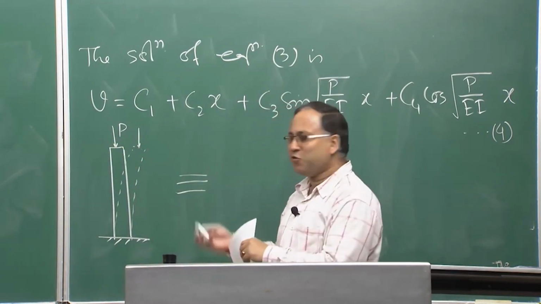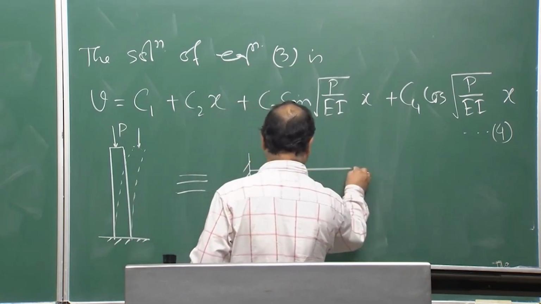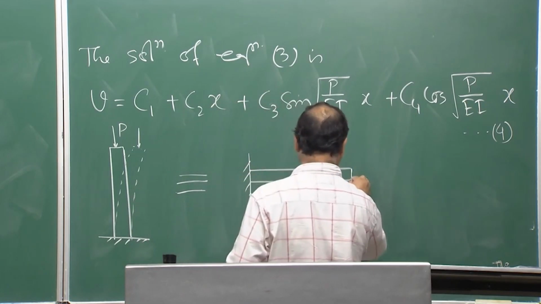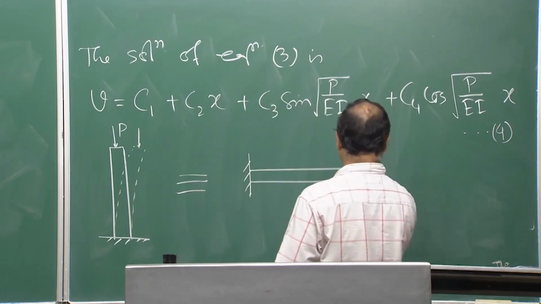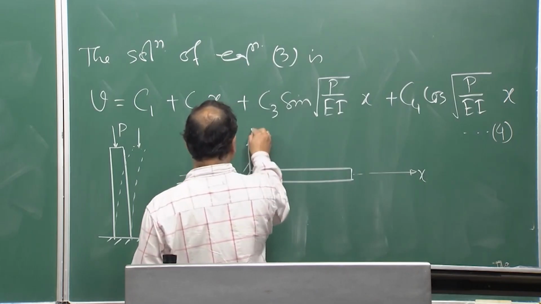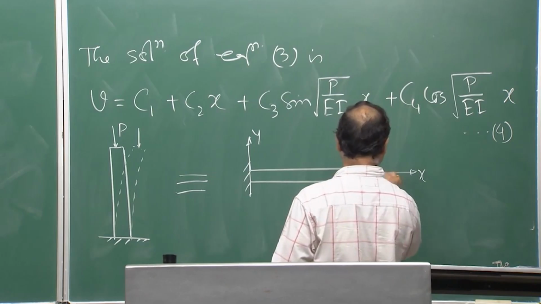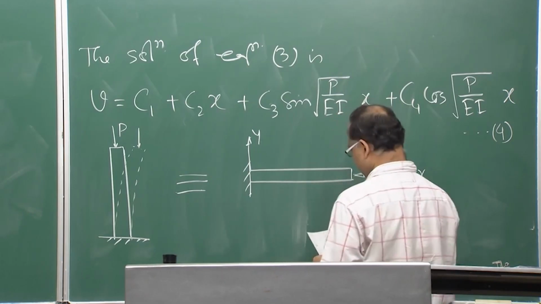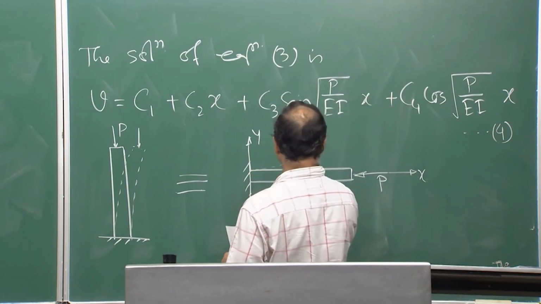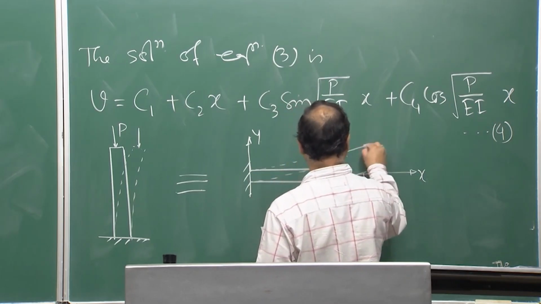So it is basically equivalent to something like this. You have one beam. This is your x direction, this is your y direction, this is the beam, and you are applying a load P, and because of that the beam is getting bent like that.